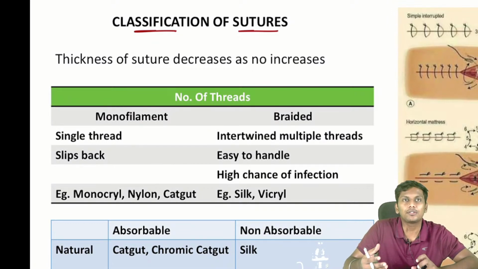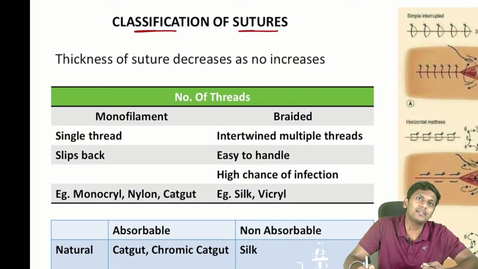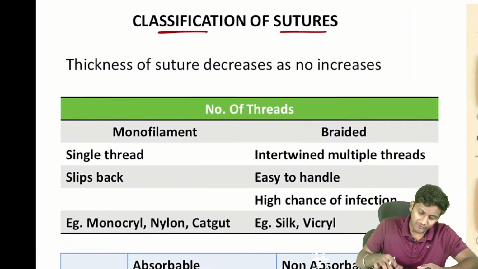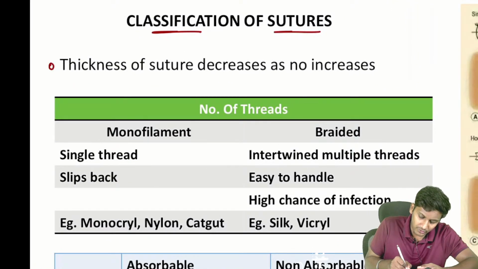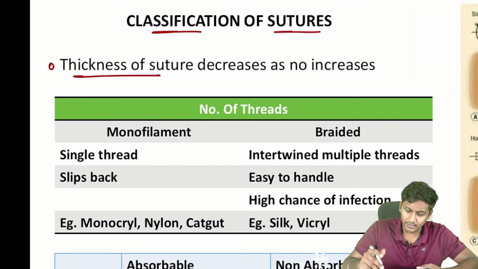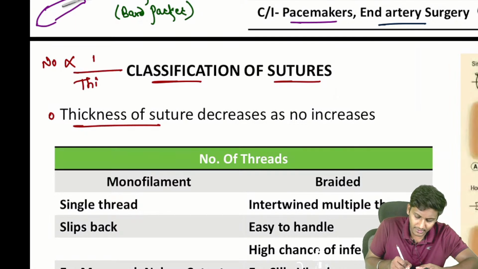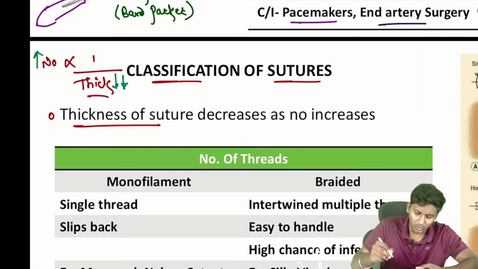These are the numbers of your suture, and how they are different. Please remember they are different from the thickness of the suture. You have to remember that the thickness of the suture is inversely proportional to its number. What do I mean by this? As the number of the suture increases, the thickness of the suture is going to decrease.